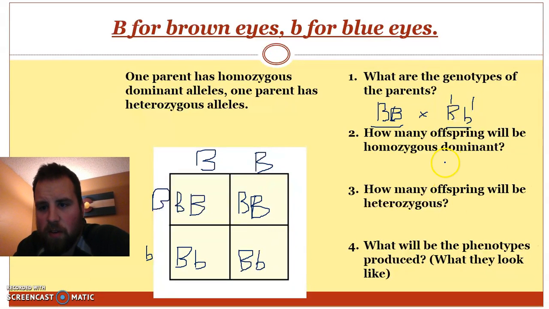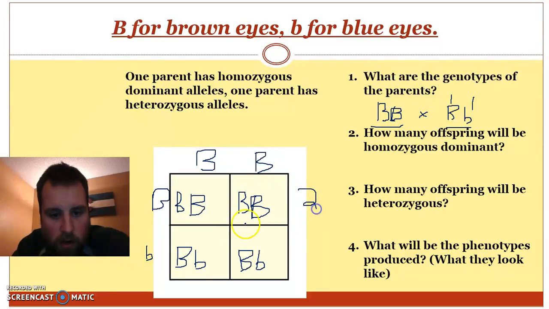So question number 2 says, how many offspring will be homozygous dominant? Remember, the same and dominant. So all you have to do is you count up out of these 4. Big B, this is 1. Big B, this is 2, and the rest are not. So 2 big B's out of how many total? 4. So we end up with 1/2.